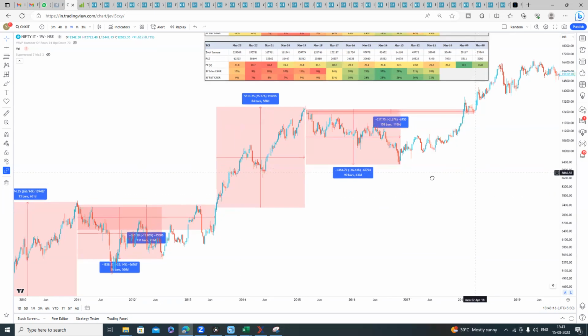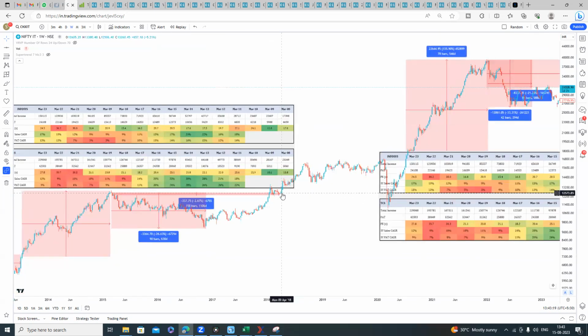Then again, in 2018, the index started doing well, but then we got COVID. Hence I'm excluding this data because all of this happened in hardly a 1-year period, where we had a good 12,000 to 16,000, a 25-30% move on the index, and then COVID.